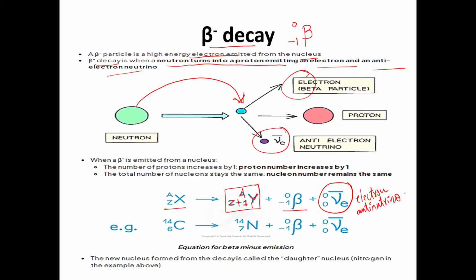So we can see an example of this. Here we are having carbon 14. Carbon 14 changes into nitrogen, 14 and 7. We can see that the nucleon number of both is the same, but the proton number of nitrogen has increased by one. Plus there is an emission of beta negative particle, and with that there is an emission of electron anti-neutrino.